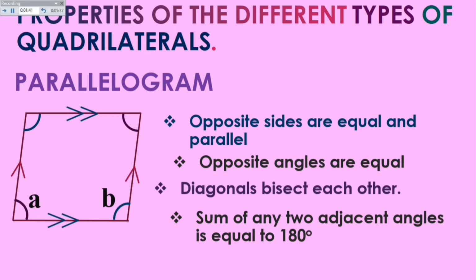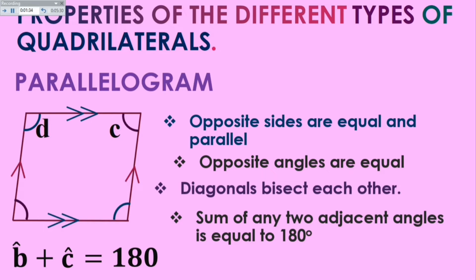So take a look at these adjacent angles A and B. This means that if you sum them up, they will give you 180 degrees. Also, B and C are adjacent angles. B plus C will be equal to 180 degrees. Can you think of some other adjacent angles? Yes, C and D, and D and A are all adjacent angles and they sum up to 180 degrees.